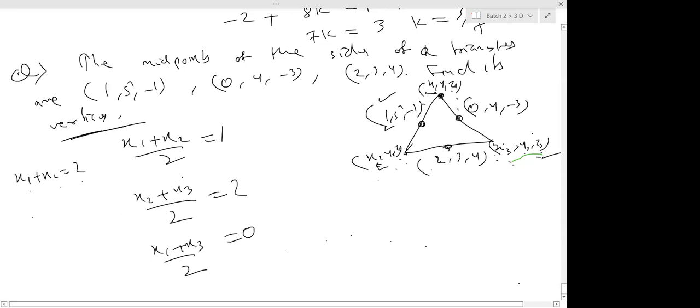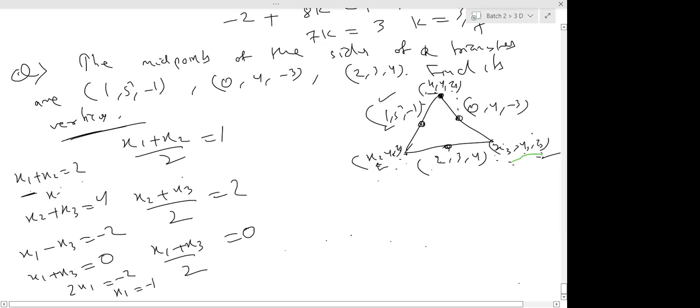So x1 plus x2 is equal to 2, and x2 plus x3 is equal to 4. If I subtract this from this, then I can write x1 minus x3 is equal to minus 2. From here, I can write x1 plus x3 is equal to 0. Adding this, 2x1 is minus 2, x1 is minus 1. If x1 is minus 1, then x2 is 3. If x2 is 3, then x3 is 1. So we have x coordinates of all the vertices. Same way we can calculate y and z.